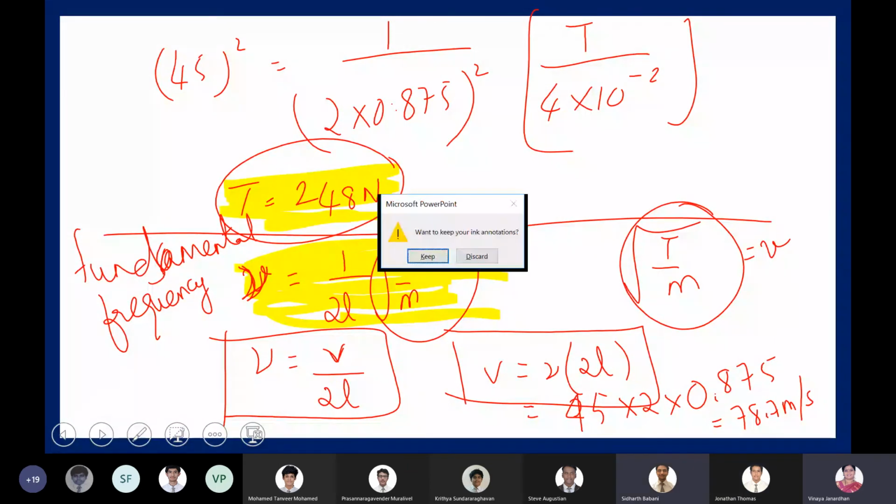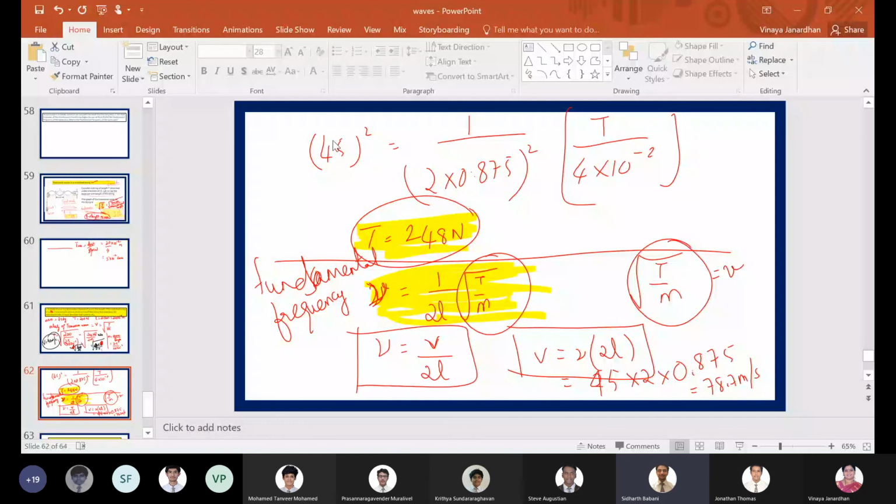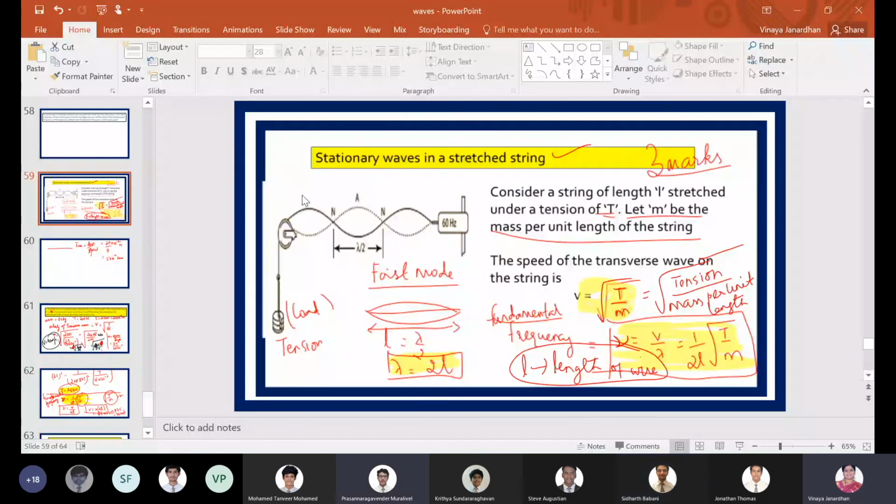Ma'am, mathematics. Ma'am, by the relation you took out, nu equal to V by 2L, can we say that 2L equal to lambda? No, because root of T by M is the velocity. So can we use the wave equation and say that 2L equal to lambda? No, right? Your L becomes equal to lambda by 2 because it is the fundamental frequency. All right.